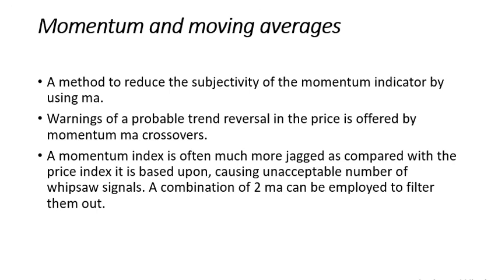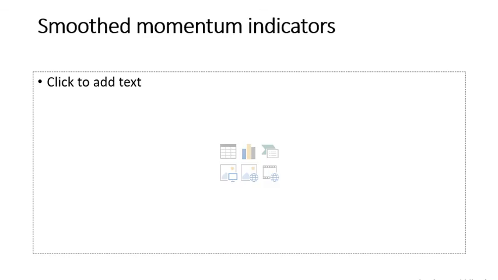So we can use a shorter moving average and a longer moving average, to further filter out the jagged characteristics depicted by a really hot indicator. We can use two smooth moving averages to filter the contra trend signals out. We're going to study the smooth momentum indicators a bit later.